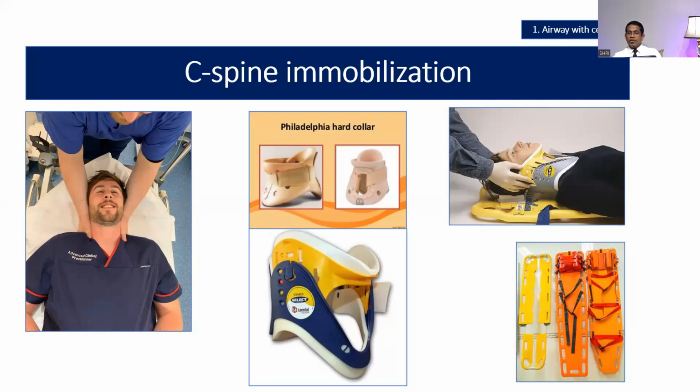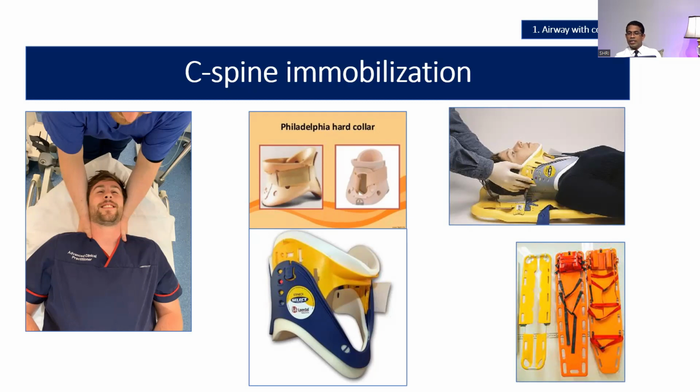When you keep the patient on the trauma board, sometimes you might have head blocks and straps you need to put in. One goes over the forehead and the other over the chin. These are the basic methods you consider for cervical spine immobilization.